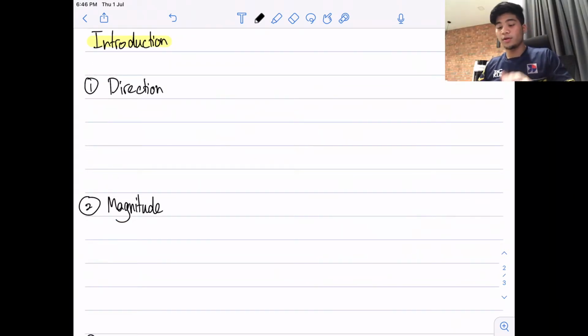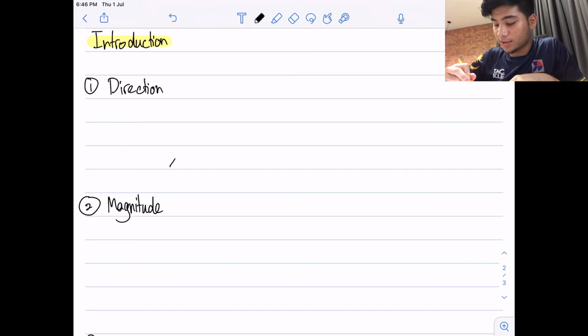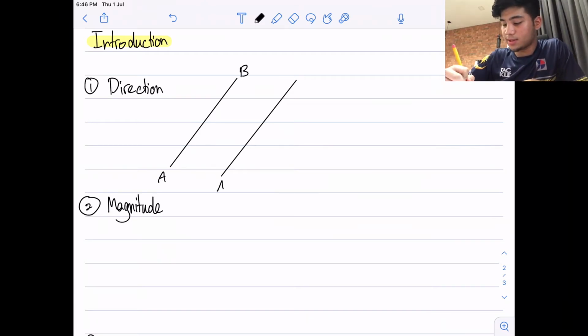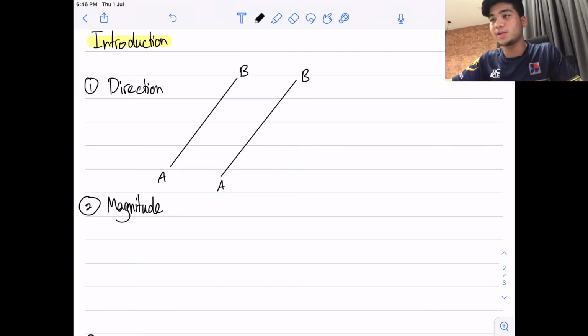Alright, so the introduction for vectors. First thing first, we're going to look into the direction. So basically, let's imagine you have two lines. Alright, let's imagine that they're the same thing. So this is A and B, this is A and B. So the way vectors work is basically it's like getting from one point to another and letting the movement to that one point be an unknown.